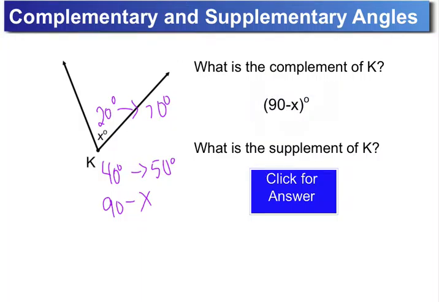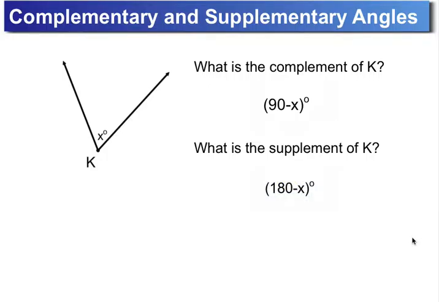So there is the answer for that. Now, I want you to think for a little bit about what the supplement of an angle is with the measure X. It's very similar to what we just did. Pause your video when you're ready, click play. It should be 180 minus X. There is no equation to write, there is nothing to solve, it's simply an expression.